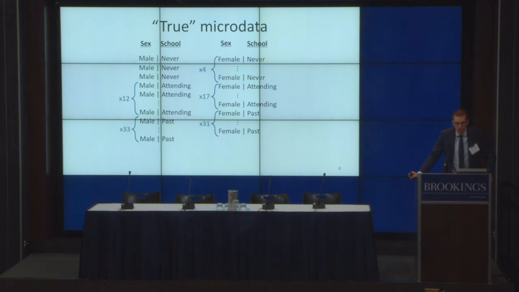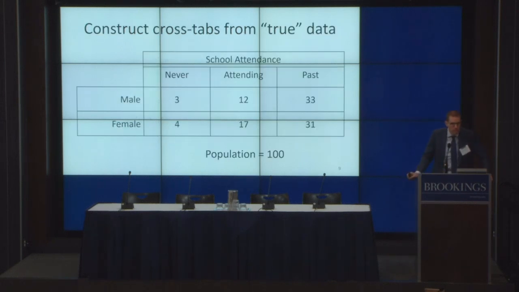You've asked them to identify their born-as sex, which takes 2 possible responses, male or female. And you ask them a question about school attendance. There are 3 possible responses to that question: that they've never attended school, that they're currently attending school, and that they attended school in the past. So we have a 2-variable question and a 3-variable question. We take those 100 responses and construct a cross-tabulation, a 6-cell cross-tab, from that true data.